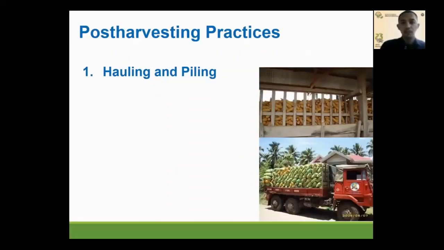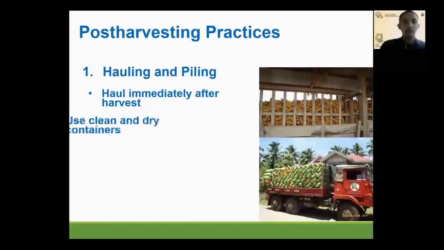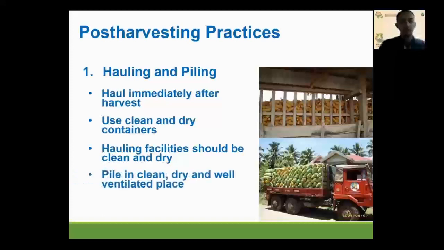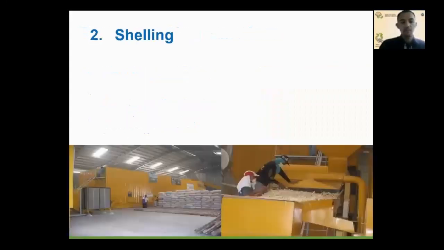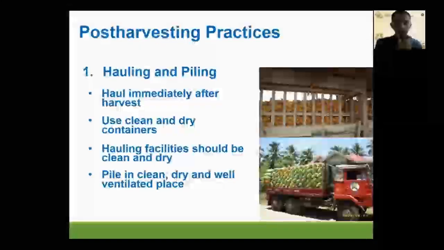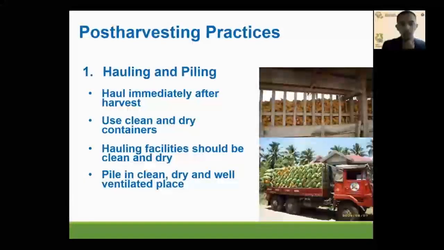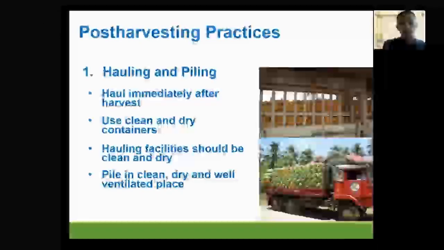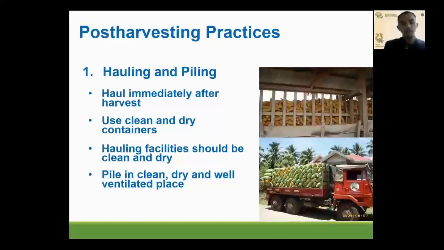And then for post-harvest practices, for hauling and piling, haul immediately after harvest. Use clean and dry containers. Hauling facilities should be clean and dry. Pile in a clean, dry, and well-ventilated place. So as you can see, the code of good agricultural practices of corn is really created to address the contamination, especially aflatoxin contamination in corn.